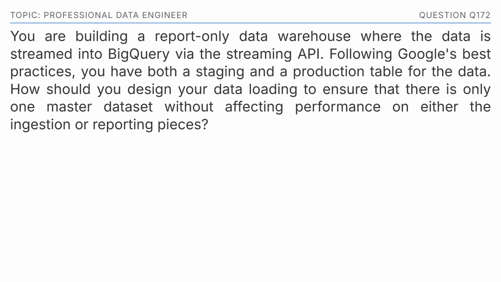You are building a report-only data warehouse where the data is streamed into BigQuery via the streaming API. Following Google's best practices, you have both a staging and a production table for the data. How should you design your data loading to ensure that there is only one master dataset without affecting performance on either the ingestion or reporting pieces?